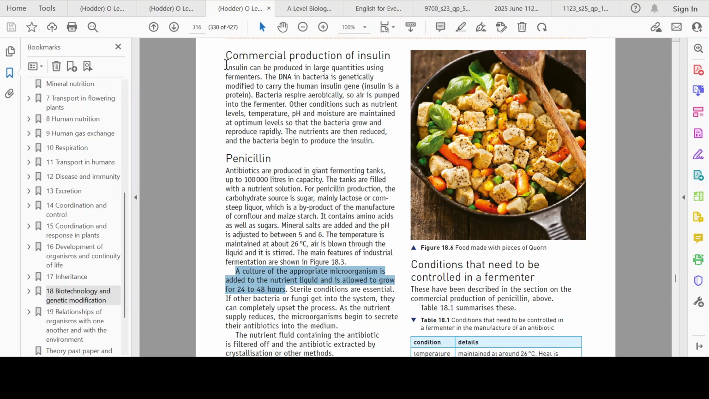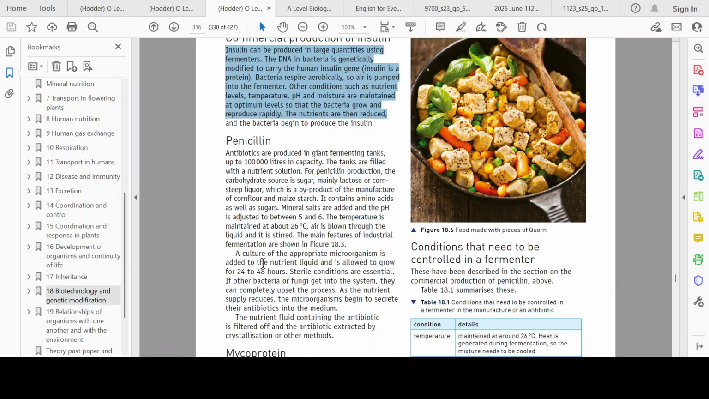Insulin is something they'll mention again later. I did say that there's quite a bit of repetition of concepts over here, so insulin is coming in later.